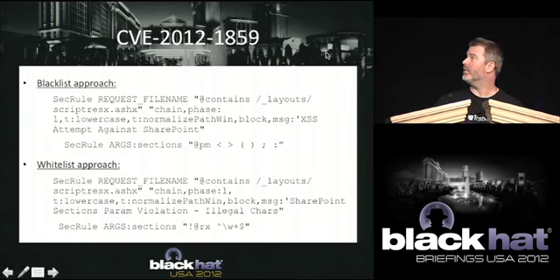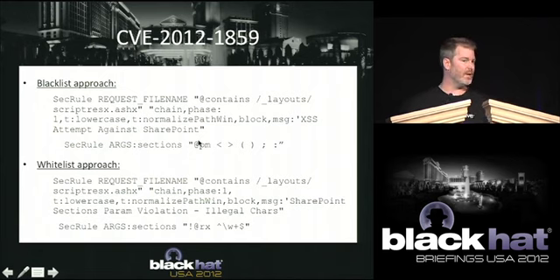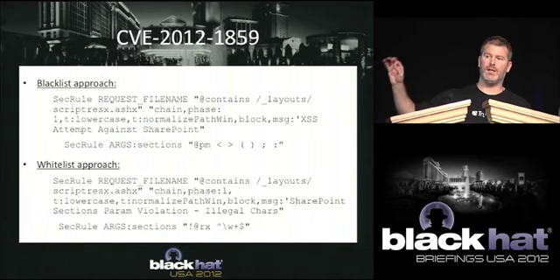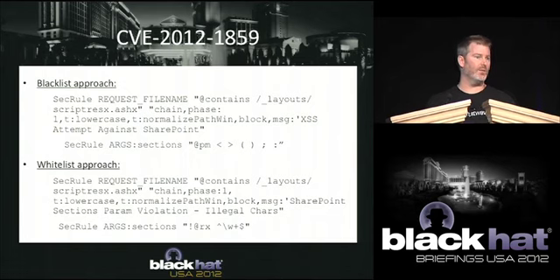I don't know if this is going to work, if you can see my cursor here. So we want to look for that specific URL, and then we're looking only in the sections parameter. In this case, we're using a fast pattern match, so it's not a regular expression. It just says if you see any of those meta characters in there at all, that's a match. So you can go that route, the blacklisting approach.